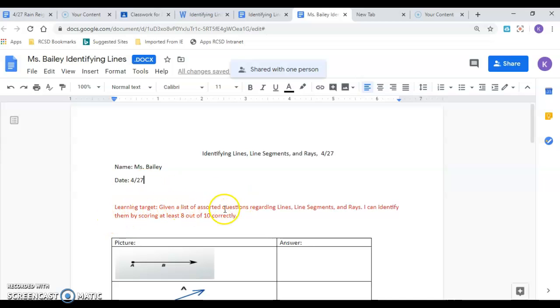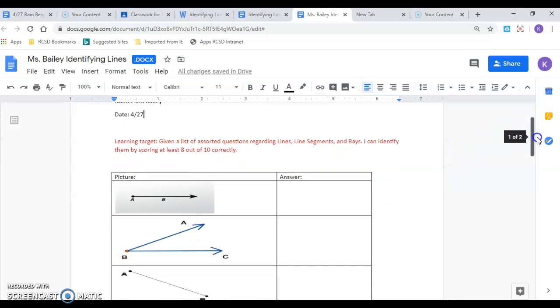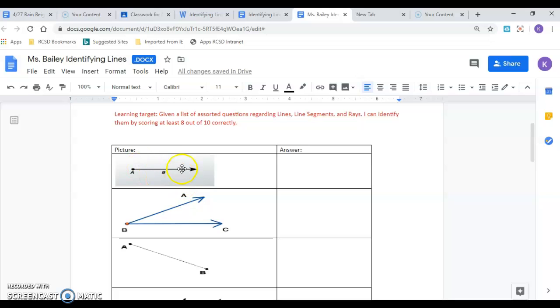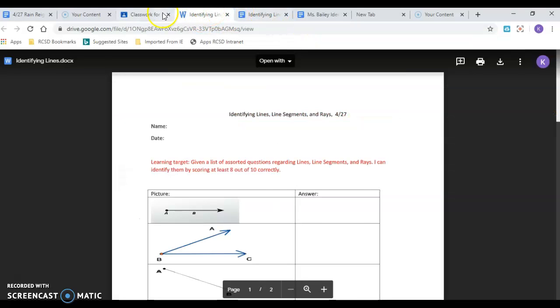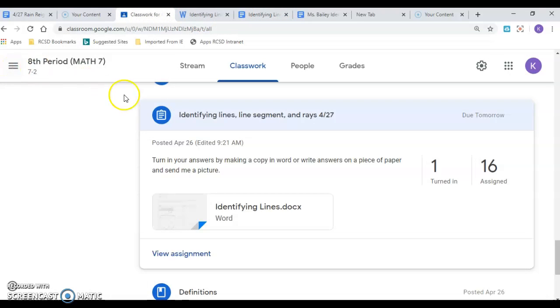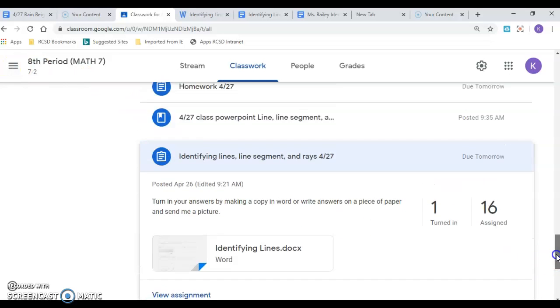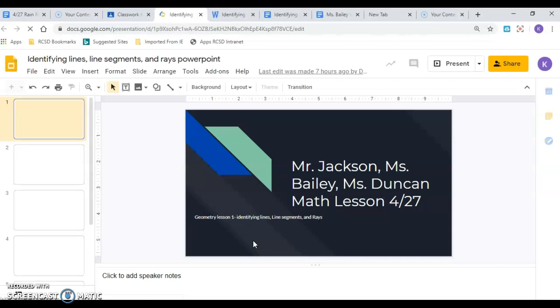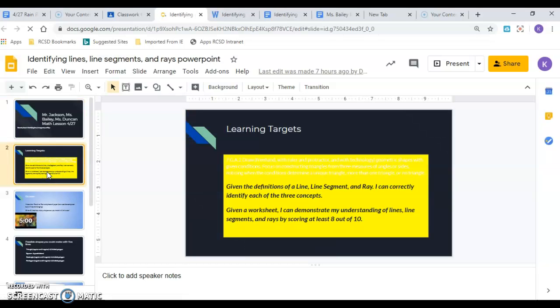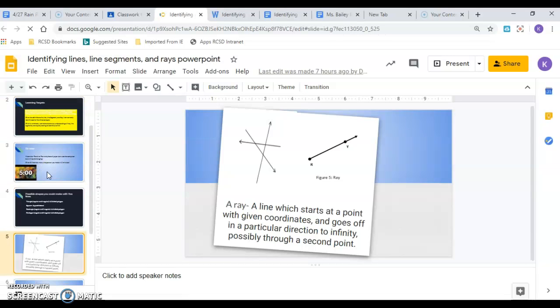Okay, learning target. Given a list of assorted questions regarding lines, line segments, and rays, I can identify them by scoring at least 8 out of 10 correctly. Okay, so you're going to go down through these, and you're going to look, and I'm going to see, okay, is this a line segment, or a ray? Again, it has 1 point and 1 arrow. What does that mean? So now if I forgot, you know what I could do? I could go back to the Google Classroom, and I could go to that PowerPoint again, and I could look at it and look at the definition and look at the pictures they showed me to check. So it's got 1 point or 1 dot and 1 arrow.